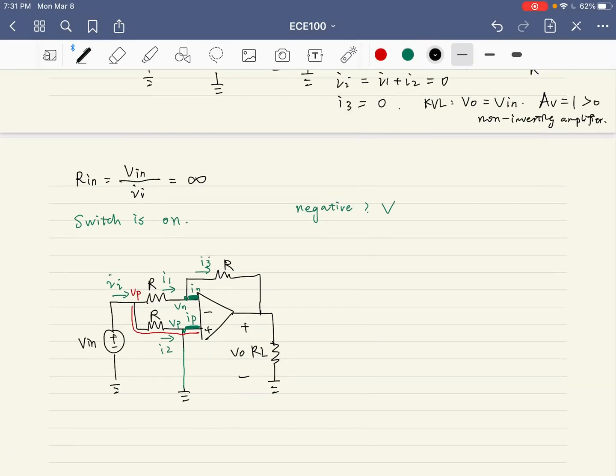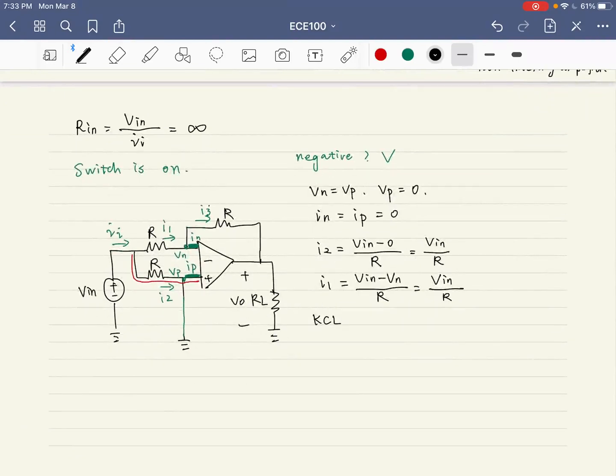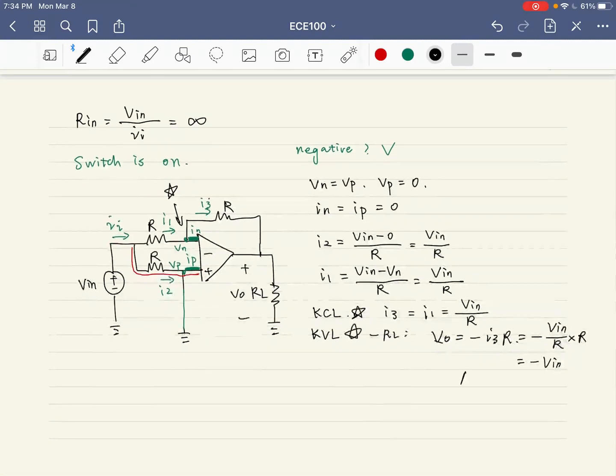And then, by the summing point constraint, we know that VN equals VP, and VP is connected to the ground here, so it's 0. And then, IN and IP equal 0. Great, so we can compute that I2 equals VN minus 0 over R. The current in the red branch is no longer 0 this time. Similarly, I1 is equal to VN minus VN over R here. Right. And applying KCL at the inverting terminal, we know that I3 equals I1, right? And then applying KVL from the start point, the star, to the end of the load, we derive that VO equals minus I3 times R, which is minus VN over R times R, which is minus VN. In other words, AV equals minus 1 here. Thus, we say that this circuit is inverting because it has a negative AV.